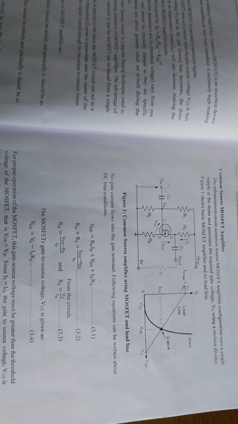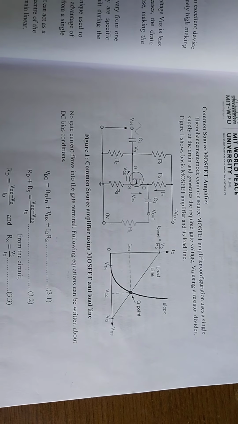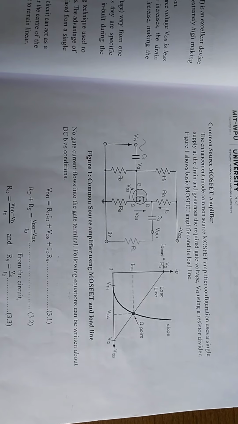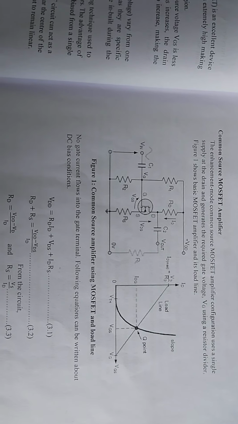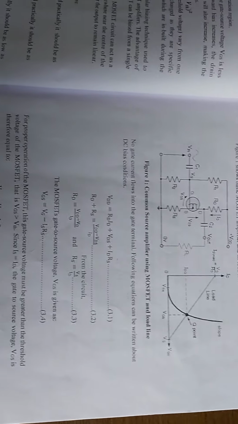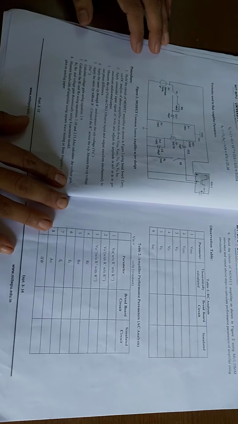So we'll set the Q point at the center of the DC load line, and we will first find the DC parameters like VDSQ, IDSQ, and then find all the AC parameters. So the experiment is divided basically in 2 parts, that is the DC analysis and AC analysis. Let us start with the DC analysis first. The design part we'll see later at the time of practical. Now we'll see how to find out the parameters.